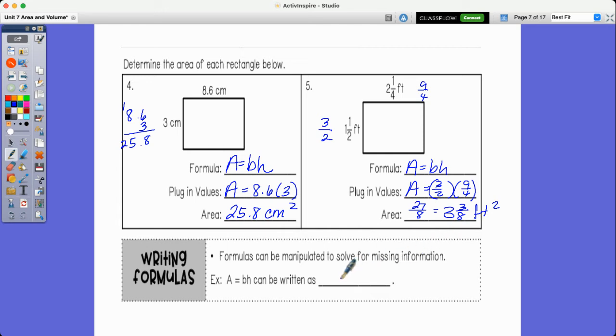Formulas can be manipulated to solve for missing information. For example, area equals base times height could be written as base equals area divided by height, or height equals area divided by base. So when we're looking for that missing dimension, like we did with triangles, you can change your formula around.